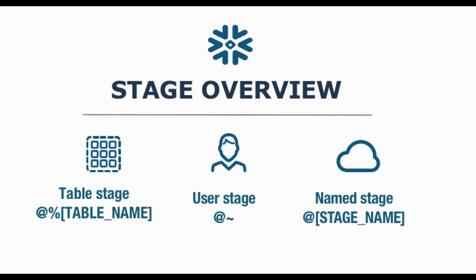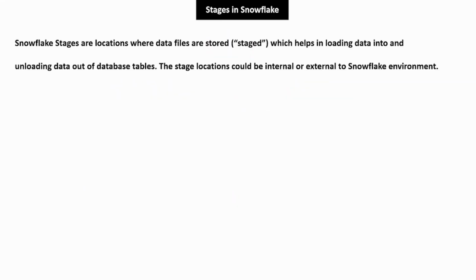Let's start with stages in Snowflake. Snowflake stages is the platform which helps loading and unloading data into tables. Basically, in very easy words, it's essentially a landing zone or a waiting room for your data files. If I go to the Snowflake stage definition, it says Snowflake stages are locations where data files are stored, which helps in loading data into and unloading data out of the database tables.